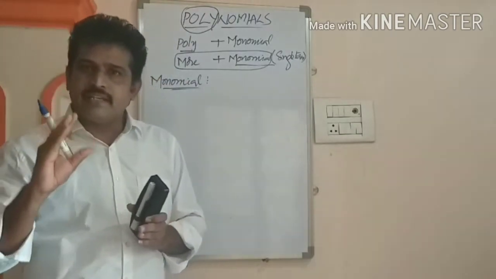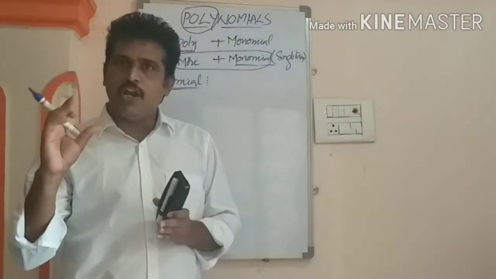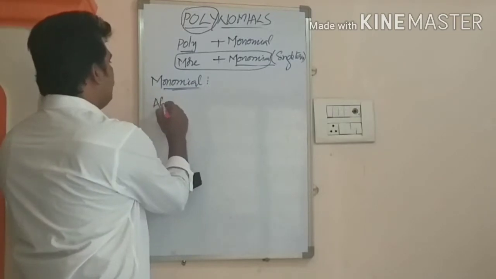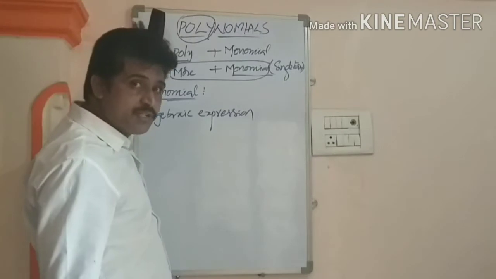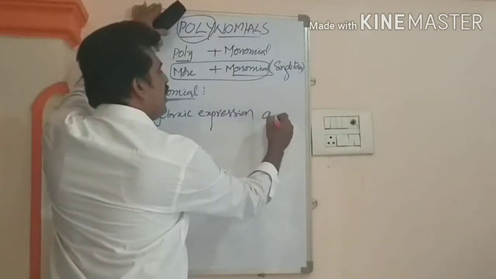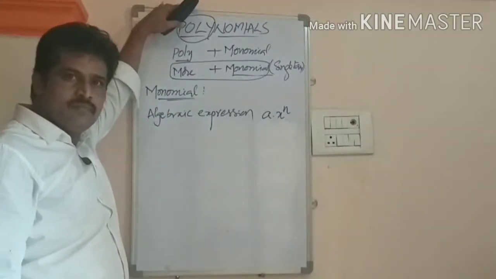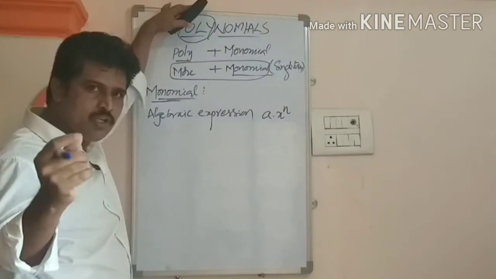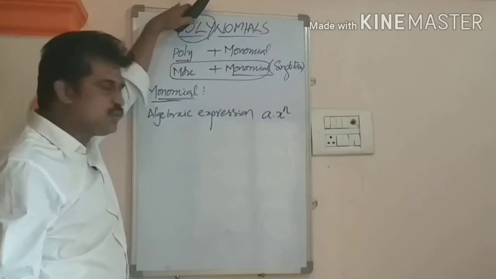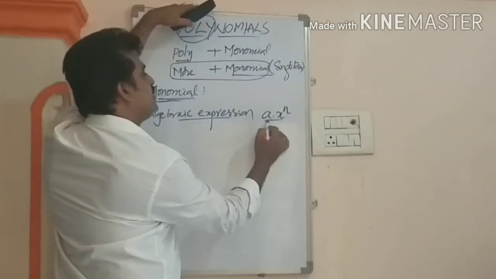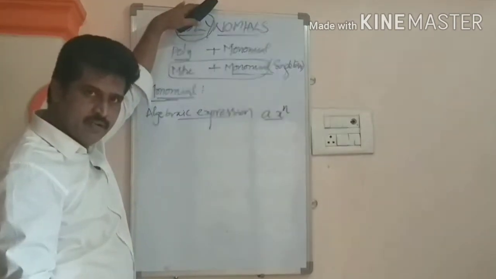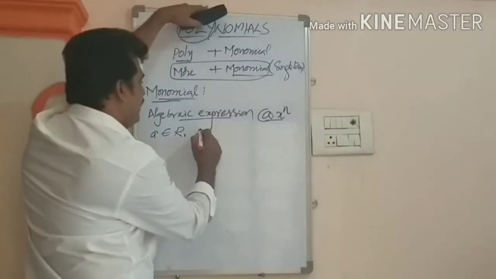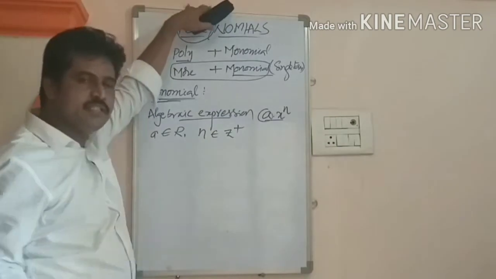But there are certain conditions for an algebraic expression to be a monomial. What are those conditions? I'll write, observe carefully: an algebraic expression which is in the form of a into x to the power n. Listen carefully. We are discussing monomials. If you know monomial clearly, only then can we easily understand polynomial. So an algebraic expression in the form a x^n under certain conditions: a is a real number and n is a positive integer. This is very, very important.